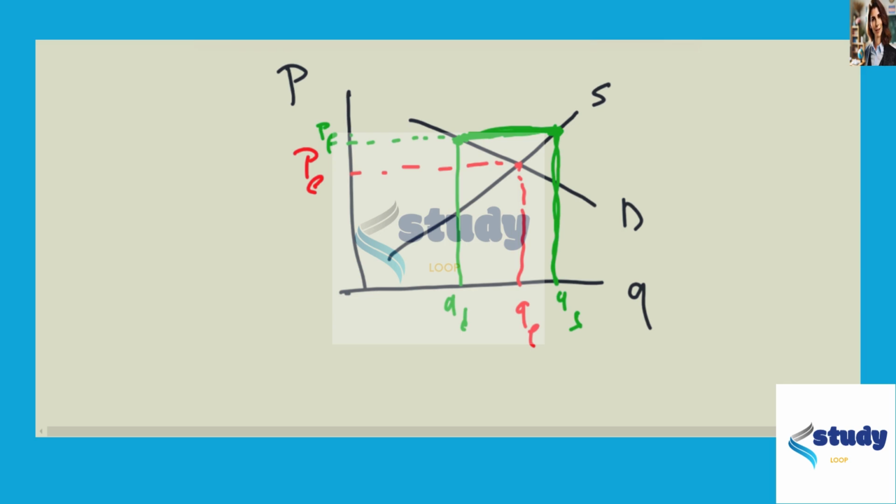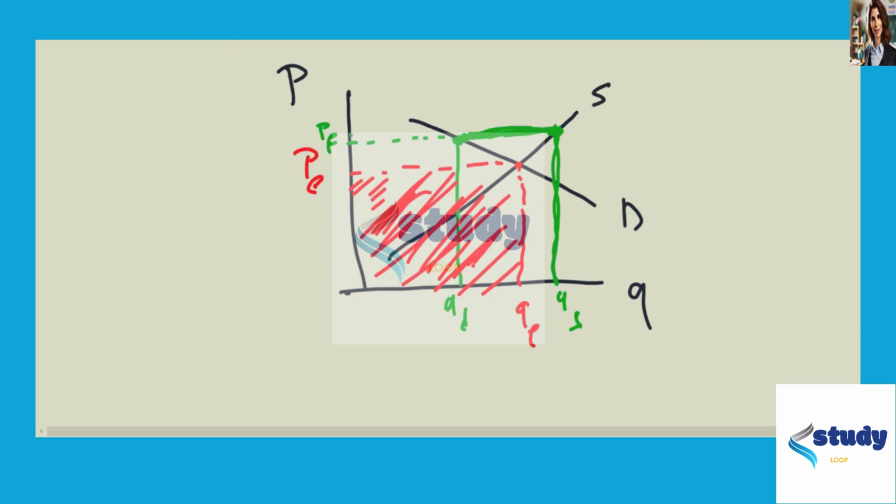The other question is that the producers complain that the revenue has dropped, right? Because now the revenue is going to be, the original revenue was this area, the red area, okay?